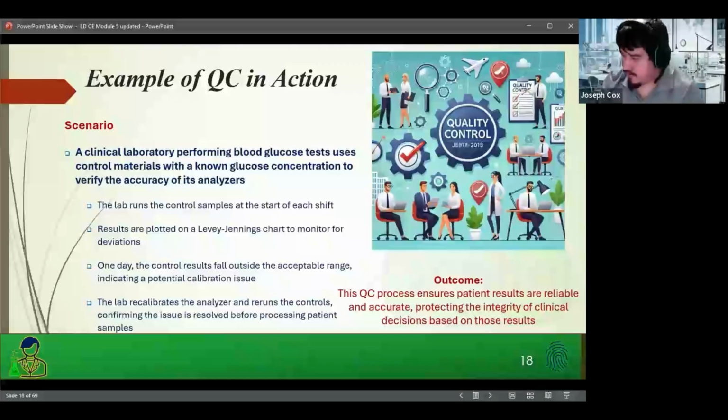So QC is the backbone of reliable laboratory operations. This ensures that all tests are dependable and actionable. And by identifying and addressing issues promptly, QC minimizes errors and supports the delivery of high quality patient care.